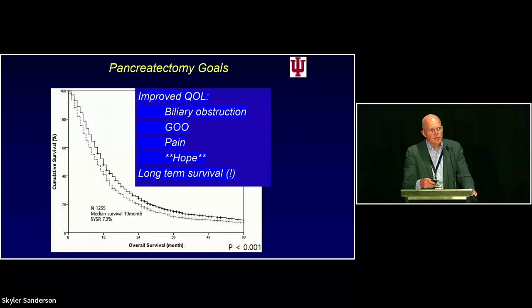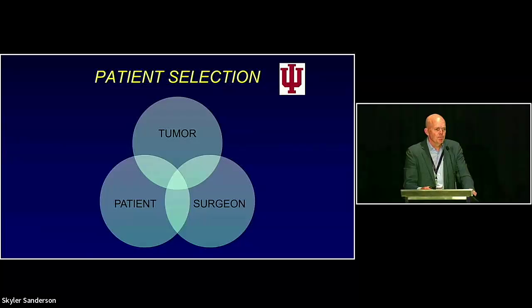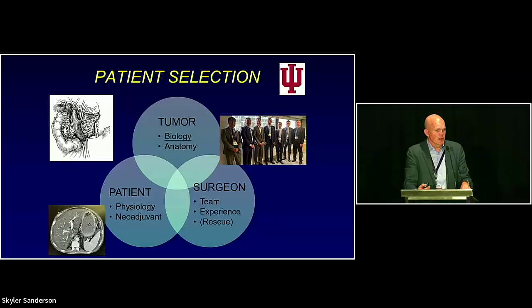And yes, I did just tell you that almost all patients recur, but we do have patients with long-term survival, and that also is an important goal for pancreatoduodenectomy. So what about selection? I think about selection based on tumor factors, based on patient factors, based on surgeon factors.